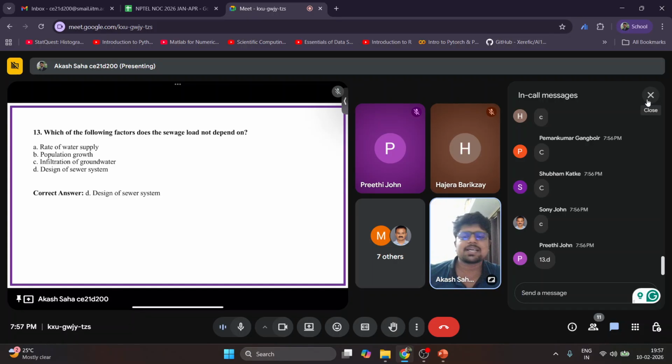So option D is the correct answer here, because rate of water supply will influence the sewage load, and population will increase the sewage load, but design of sewer system will not. Ideally infiltration should also not be a part of sewage, but in the context of this problem, option D is the correct answer.